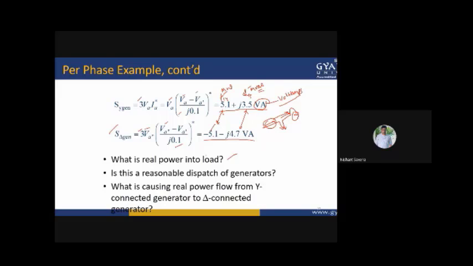You can say, okay. So the question arises: what is the real power into the load? Do we have any real power into the load or not? Okay, so we will see. Is this a reasonable dispatch of the generators? No, it is not. And what is causing the real power flow from the star connected generator to the delta connected? Why is the power flowing from the star connected generator to the delta, and why is it not flowing into the load?